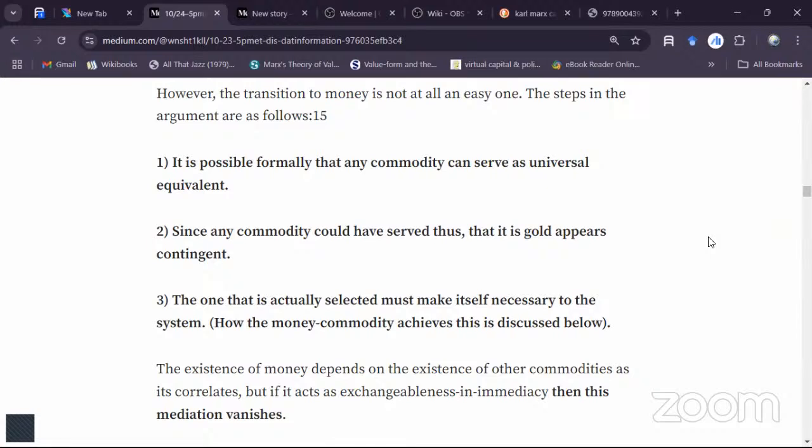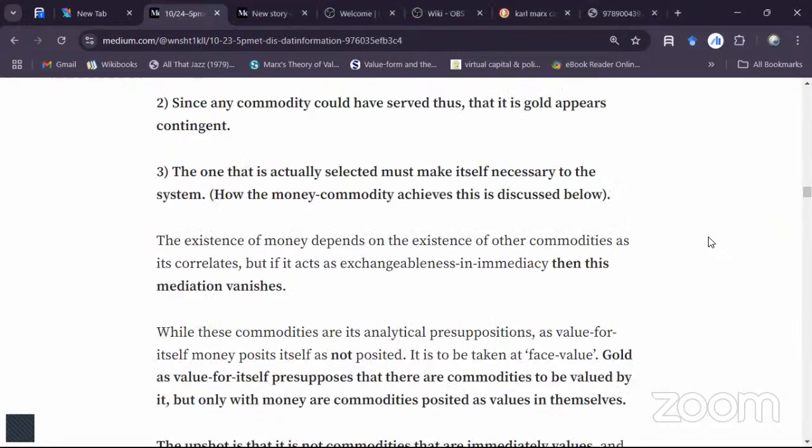Well, the existence of money depends on the existence of other commodities as it correlates, but it acts as if exchangeableness in immediacy, then this mediation vanishes. So there's an attempt to reduce that. While these commodities are its analytical presuppositions as value for itself, money posited itself as not posited. It is to be taken at face value. Gold as value for itself presupposes that there are commodities to be valued by it, but only with money are commodities posited as values in themselves. So in other words, you're going to have to carry bars of gold around. It's just not going to happen. You have to create these other kinds of abstract forms in order to make it work better, right?